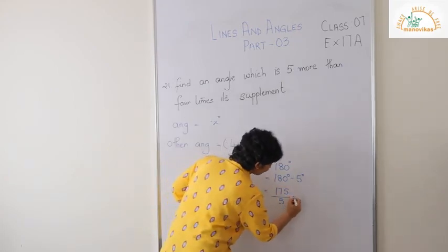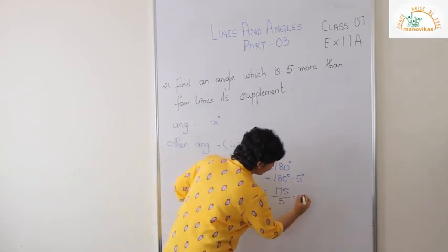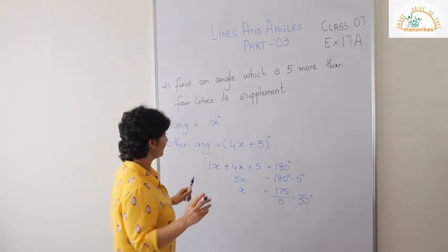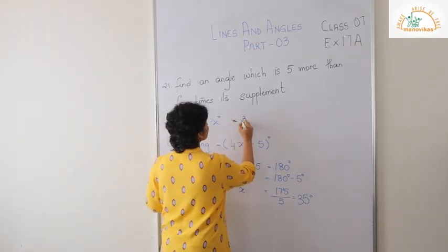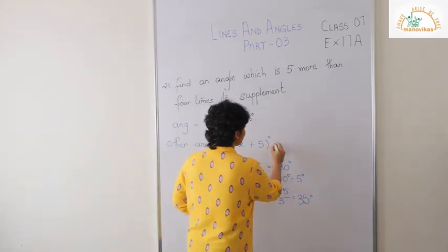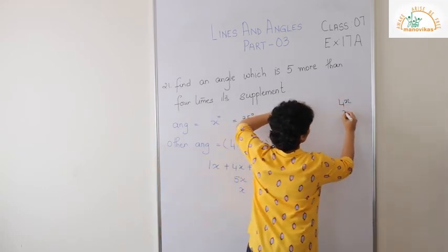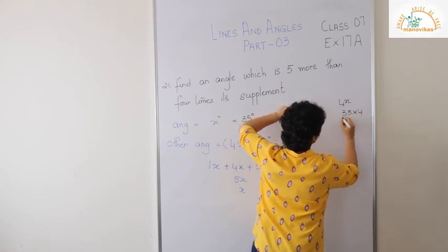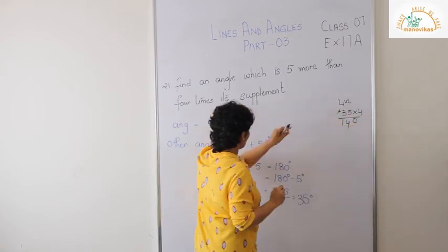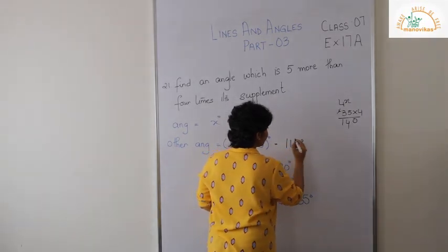Correct? So what do I get? 5 3s are 15, 16, 17. 2 as my remainder. 5 5s are 25. So I get this as 35. So if this angle is 35 degrees, I need to find the other angle. So how do we find out, children? It is 4x, so it is 35 multiplied by 4. 4 5s are 20. 4 3s are 12, 13, 14. 140 plus 5. So that will give me 145 degrees.